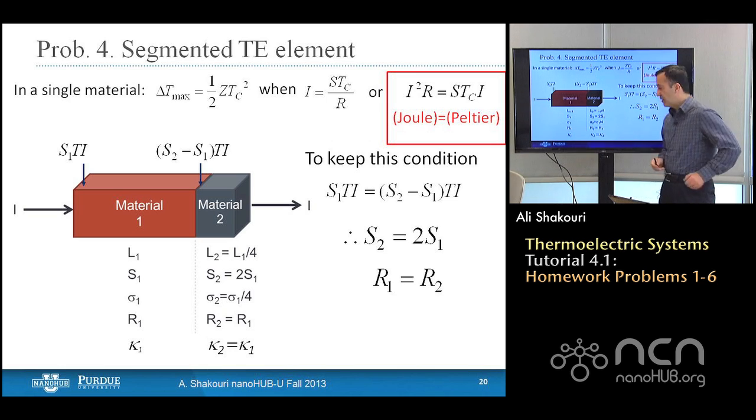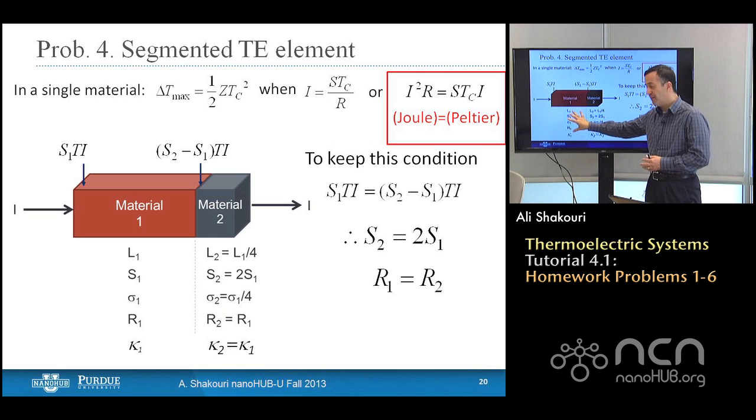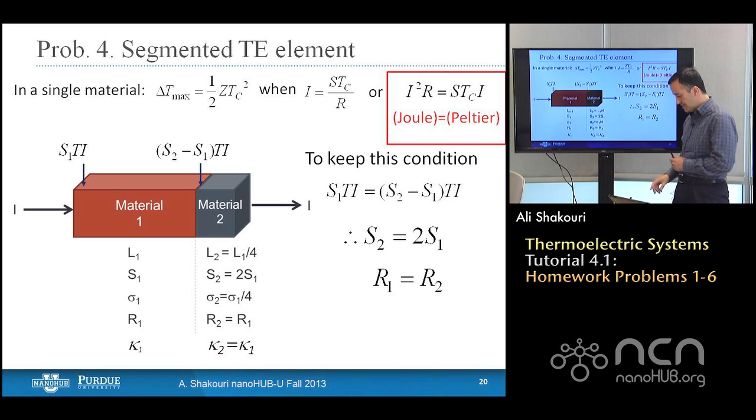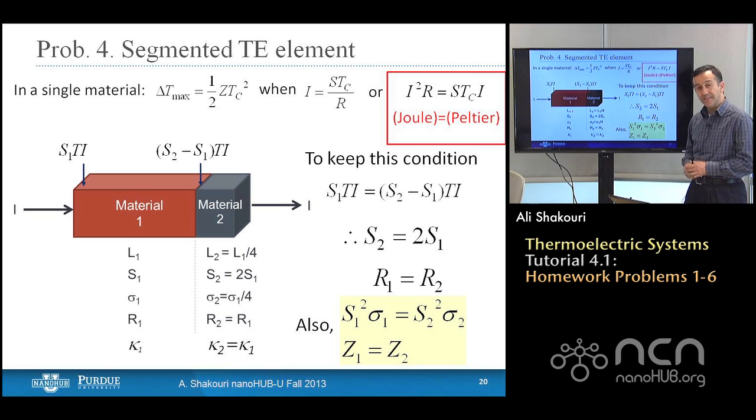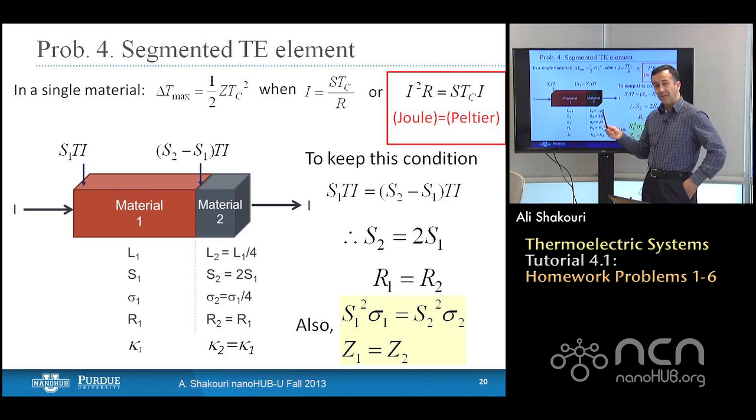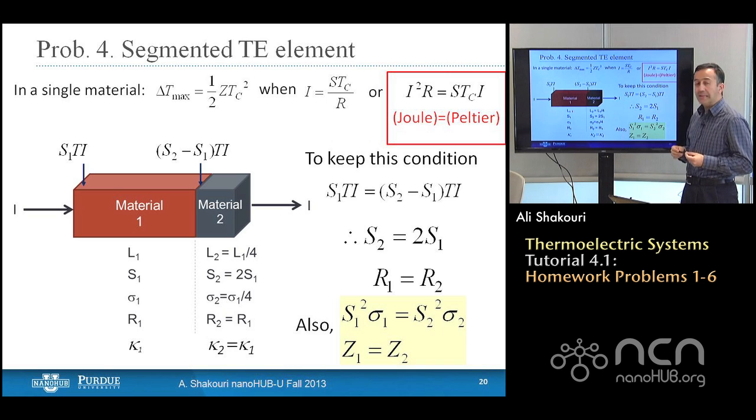Thermal conductivity is the same. So now I have two legs with the same power factor, the same thermal conductivity, the same ZT, and the same resistances. And the claim was, this is better than just material 1 with the same power factor and ZT for cooling. That was the main lesson in that lecture.